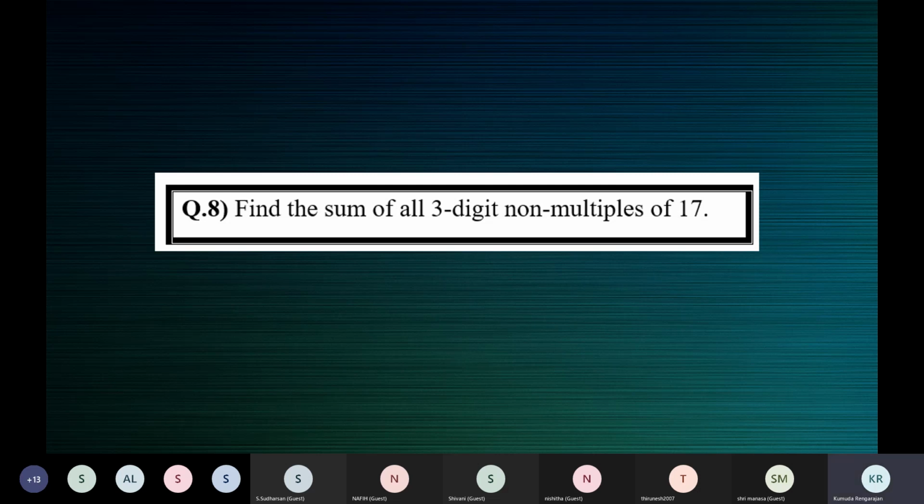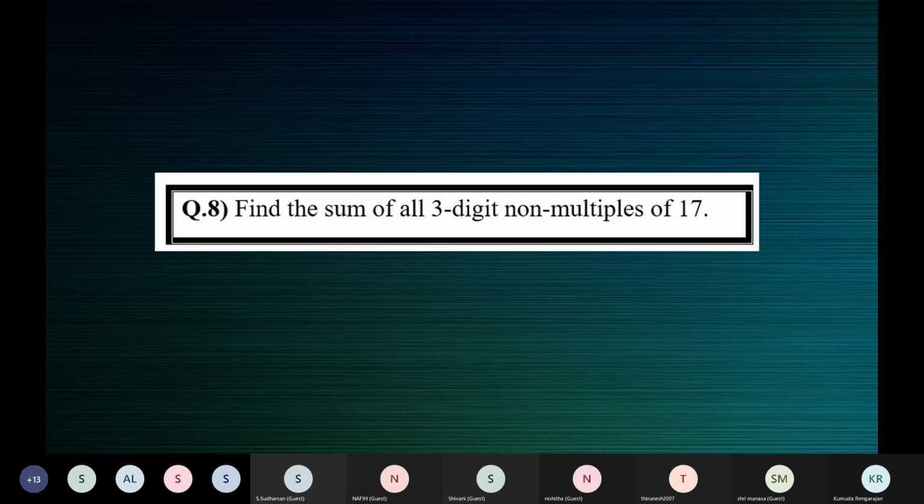You have the collection of all 3-digit numbers, from 100 to 999. Now you're making two groups. You're putting some numbers in one bag and the remaining numbers in the other bag. In one bag, you're dropping in all the 3-digit multiples of 17. And in the other bag, you're putting the remaining numbers, which are non-multiples of 17.